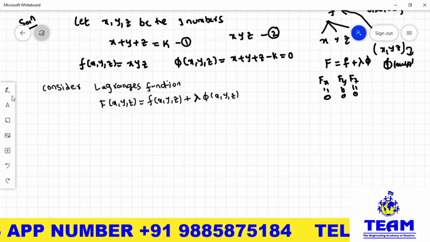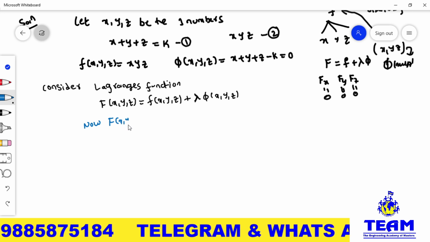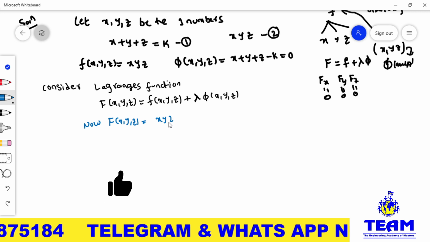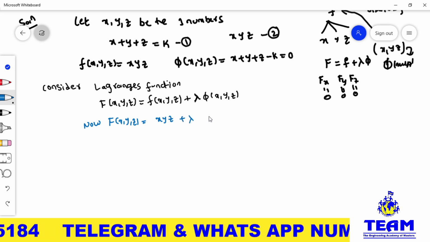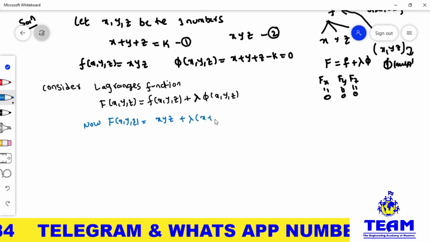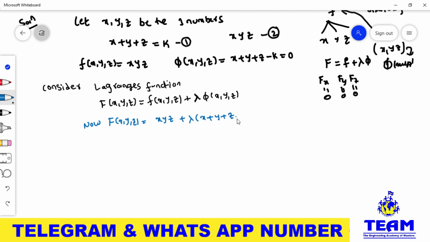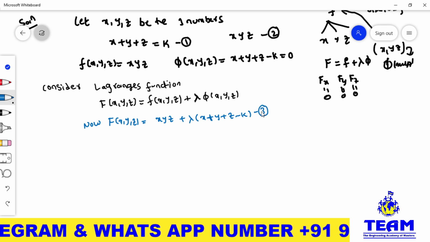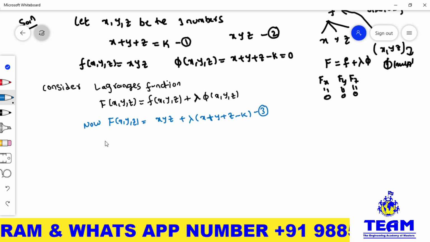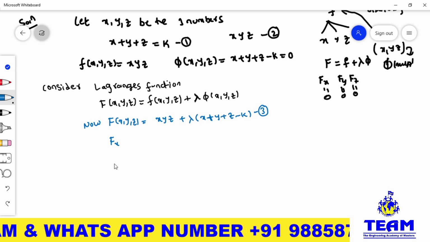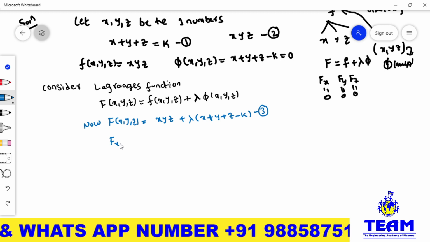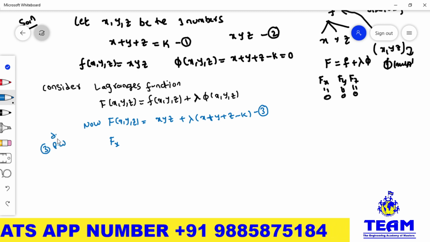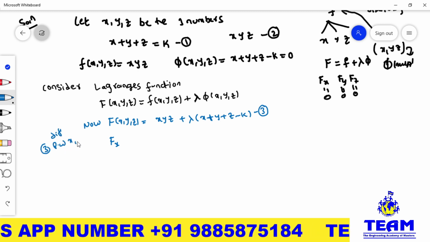Now capital F of x, y, z is equal to, what is small f you have? x into y into z plus lambda into, what is phi of x, y, z you have? x plus y plus z minus k. Consider this as equation number 3. To get the stationary values, we have to find dou F by dou x, dou F by dou y, dou F by dou z, and equate them to 0. Now I am differentiating equation 3 partially with respect to x, y, z.